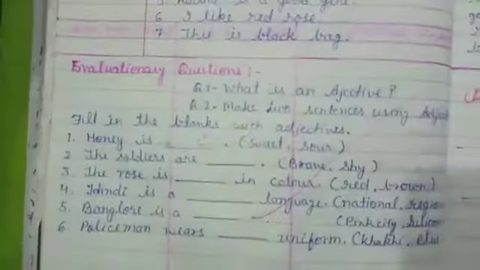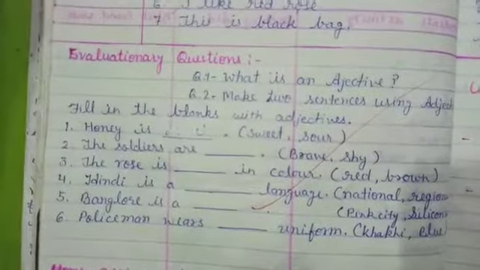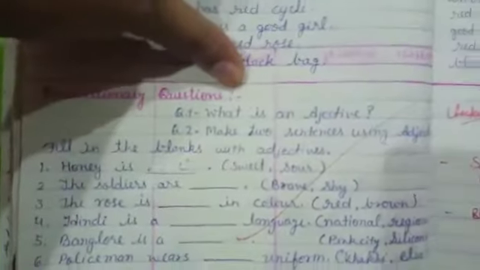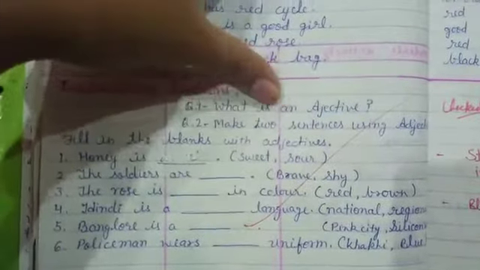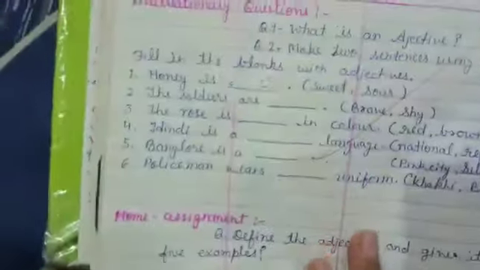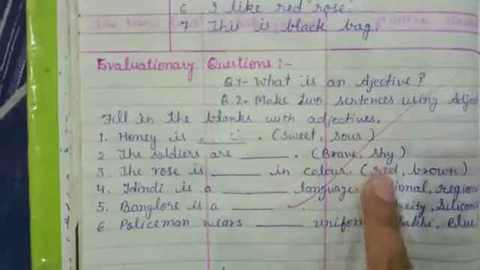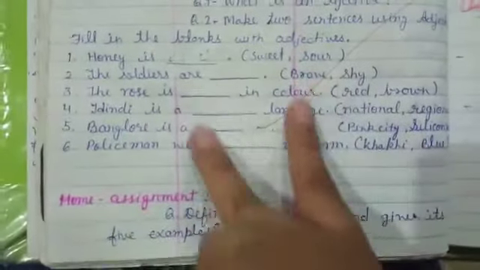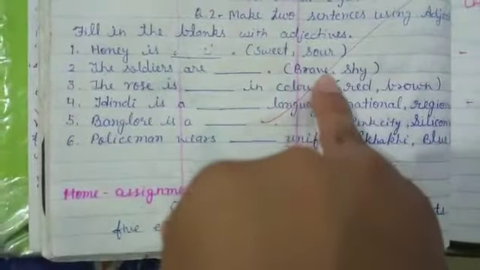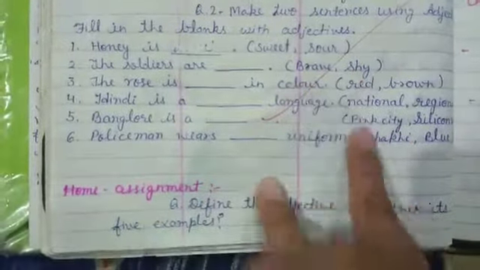Then we have the evaluation questions, which will be asked by the pupil teacher. What is an adjective? Make 2 sentences using adjective. Fill in the blanks with an adjective. These are fill in the blanks. The students need to fill in the correct answer from these.